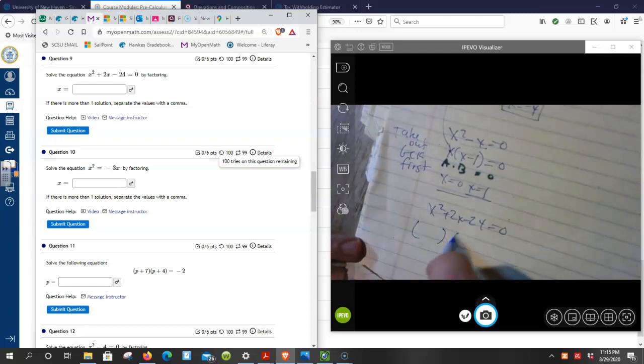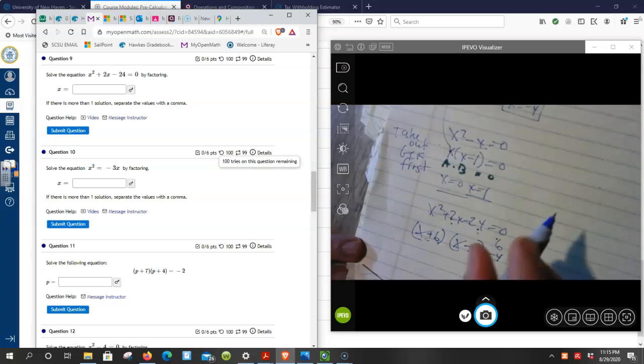This is going to be two numbers that multiply to negative 24 that add to 2. So that's going to be positive 6 and negative 4. So that's what goes in here. It doesn't matter which side you would put which. You get x squared minus 4x plus 6x, which is plus 2x, and then minus 24.